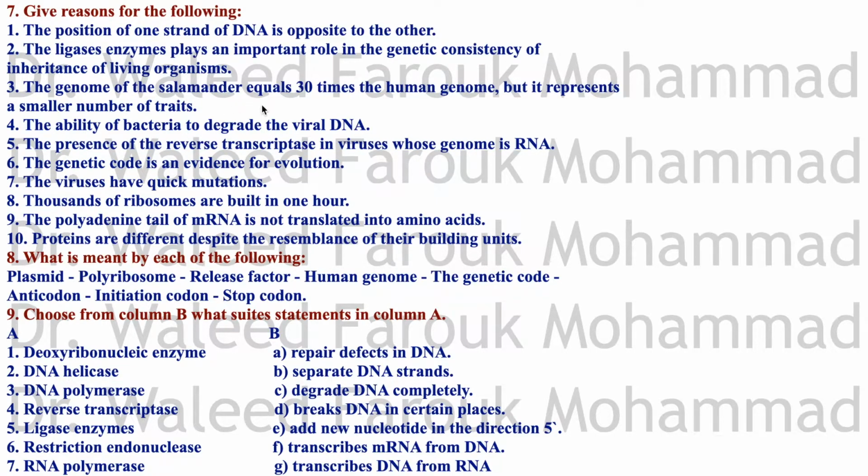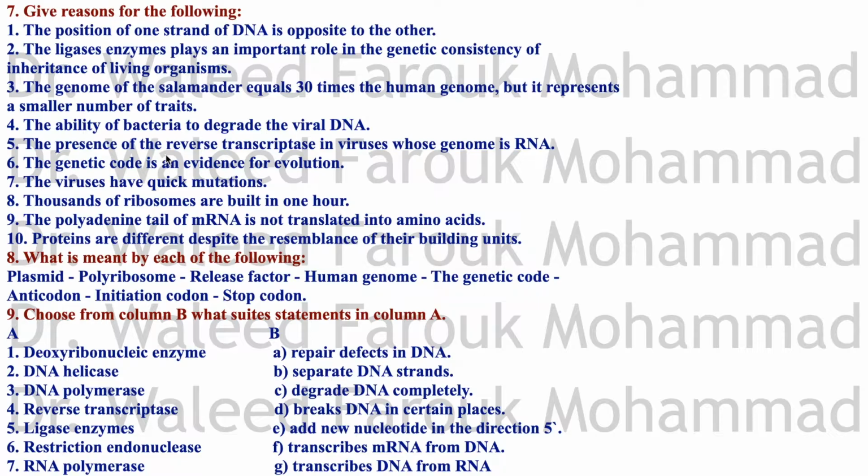The genome of salamander equals 30 times the human genome, but it has a smaller number of traits, because most of the genome of the salamander is non-coding DNA. Remember the repetitive DNA, it's non-coding DNA, and has no ability to form proteins or RNA. The ability of bacteria to degrade the viral DNA, because bacteria produce certain enzymes that attack specific nucleotide sequences in the viral DNA.